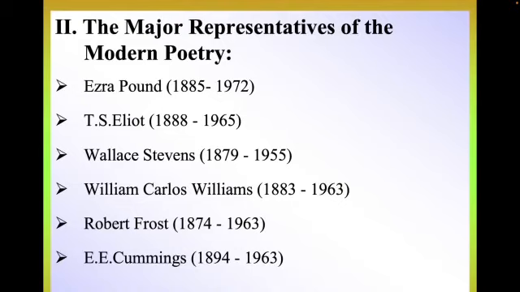Now we have these major representatives of modern poetry. Once again, Ezra Pound is going to be one of the first that comes along, but other Americans that we're going to see picking up the modern poetry movement are going to be people like T.S. Eliot, Wallace Stevens, William Carlos Williams, Robert Frost, and E.E. Cummings.